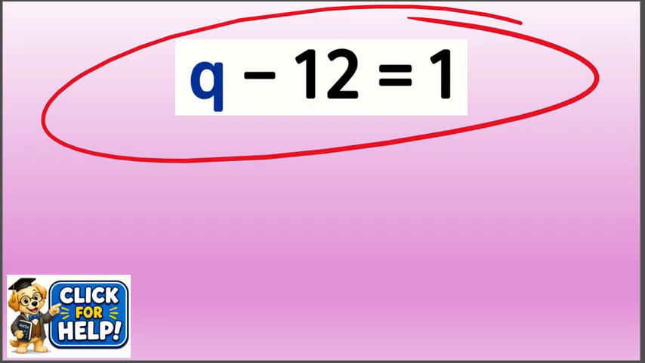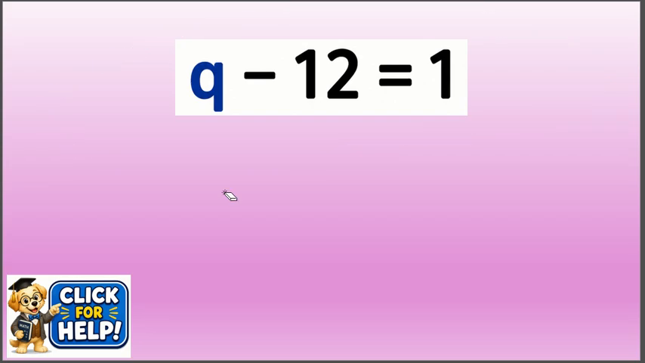That's right, today we're going to be solving for Q. Now, remember, to solve for a variable, we want to get that variable alone on one side of the equal sign. And to do that, we undo what is being done to it. In this case, 12 is being subtracted from Q. We need to undo that by doing the opposite operation. Well, what is the opposite of subtracting 12? We know the opposite of subtracting 12 is adding 12.